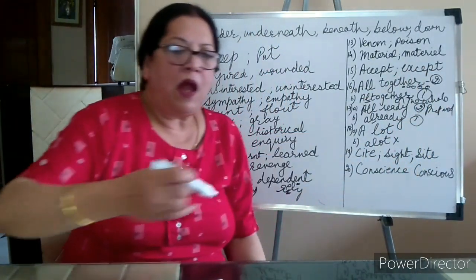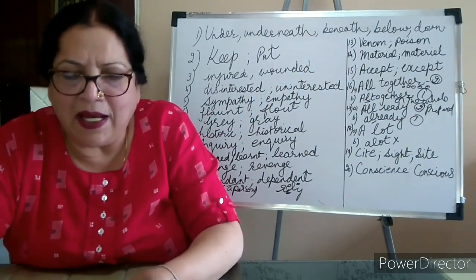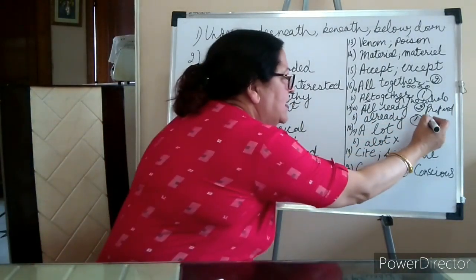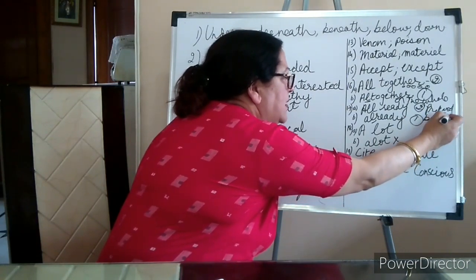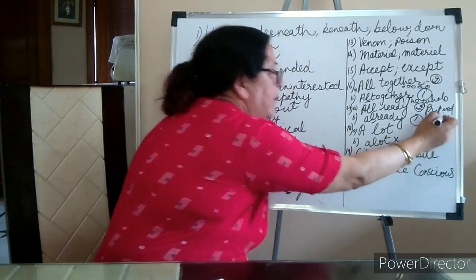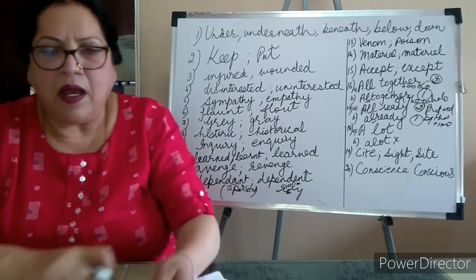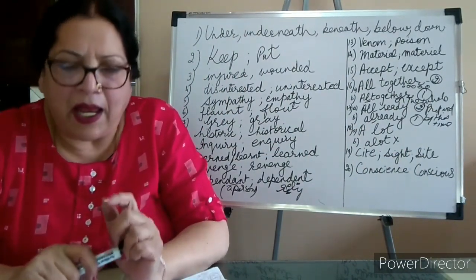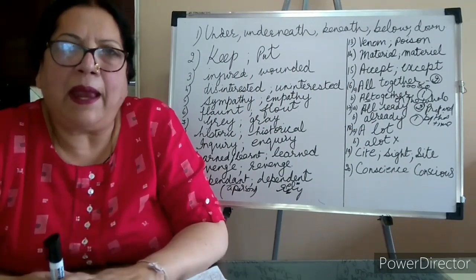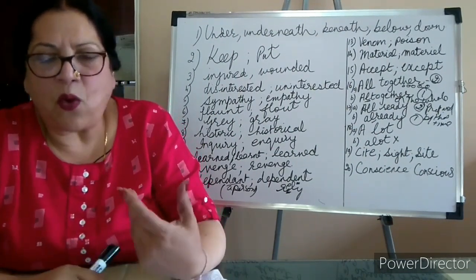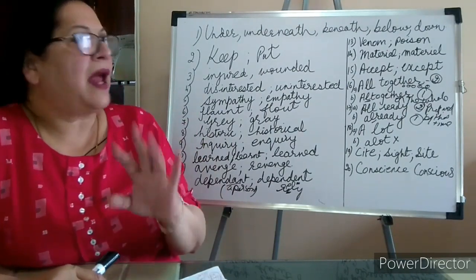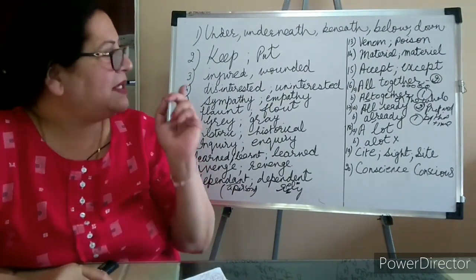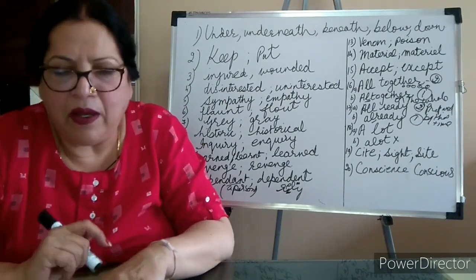Now "already," the one with the single L, means by this time. The house was already burnt down by the time the fire brigade came. The house was already burnt down. It had happened by this time, so they were too late. So it means by this time.